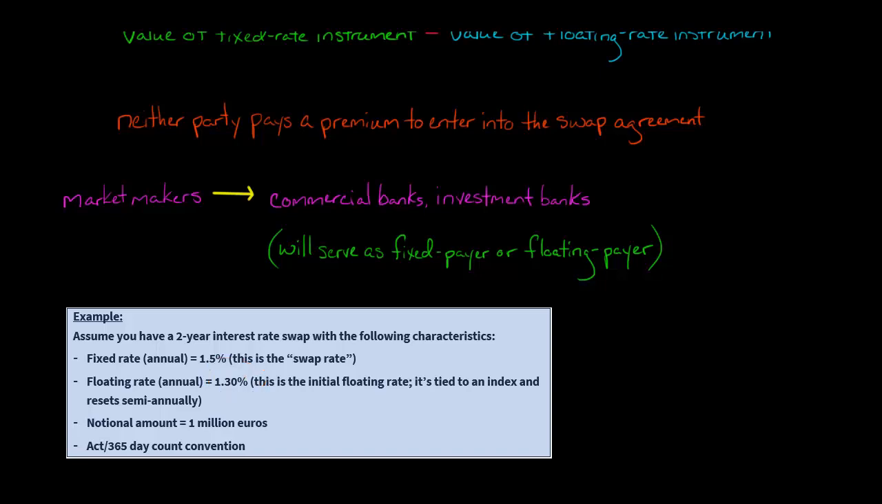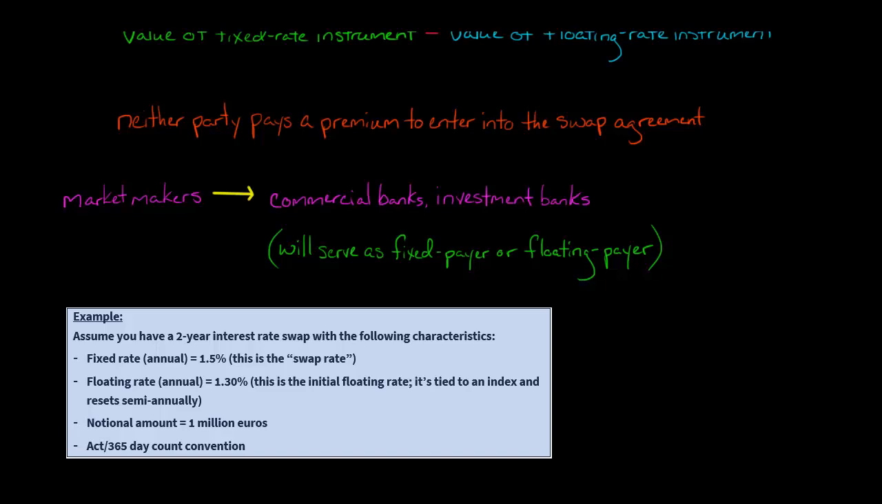Let's not think about what index it is. Let's just keep this simple. It resets semi-annually, so every 6 months, it's going to change. It's not necessarily going to be 1.3% every single period. And then for the notional amount, we're going to have 1 million euros. That's the same notional amount for each party in this transaction.